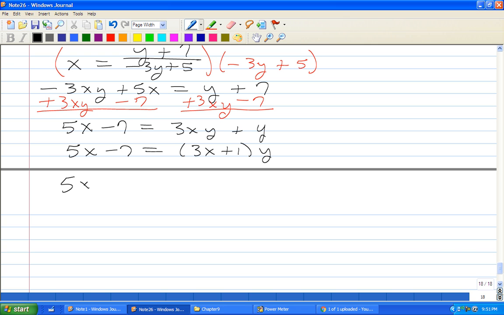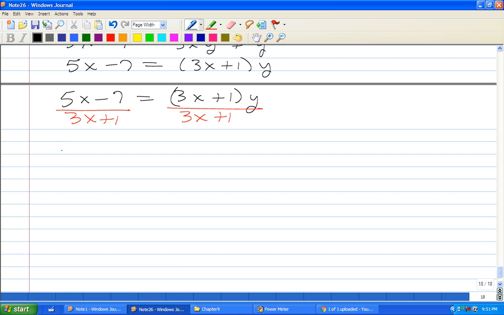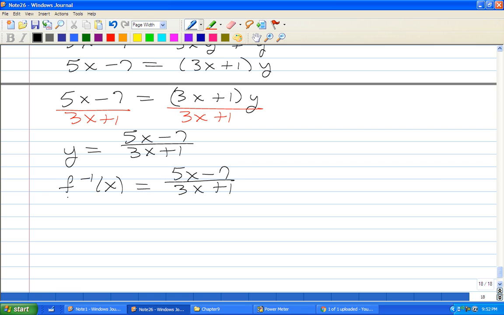Let me solve this equation for y. Let me divide both sides of my equation by the constant in front of y, 3x plus 1. And so I have that y is equal to 5x minus 7 over 3x plus 1. The original function was f, so let's rewrite this as f inverse is equal to 5x minus 7 over 3x plus 1.